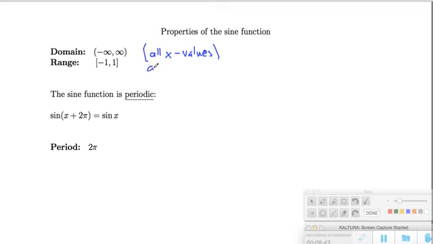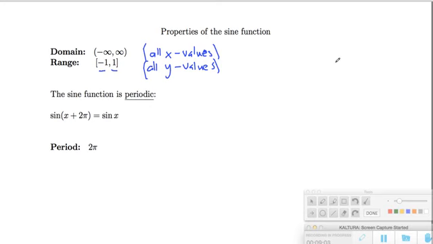The range of a function, this is for any function, are all possible y values. Well, for here, the y values that are allowable, the smallest it can be is -1, and the largest it can be is 1. So you can write that in interval notation as -1 to 1 in square brackets.